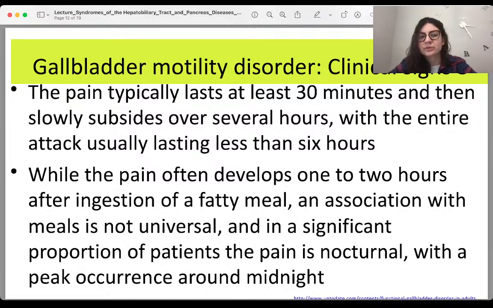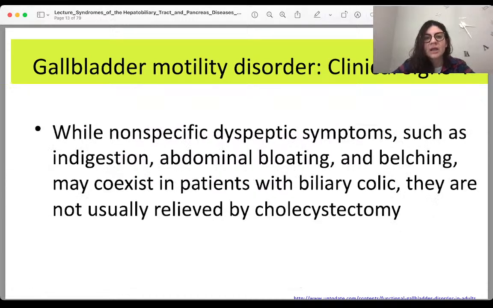The entire attack usually lasts less than 6 hours. While the pain often develops 1 to 2 hours after ingestion of a fatty meal, an association with meals is not universal, and in a significant proportion of patients the pain is nocturnal, with the peak occurrence around midnight. While non-specific dyspeptic symptoms such as indigestion, abdominal bloating, and belching may coexist in patients with biliary colic, they are not usually relieved by cholecystectomy.